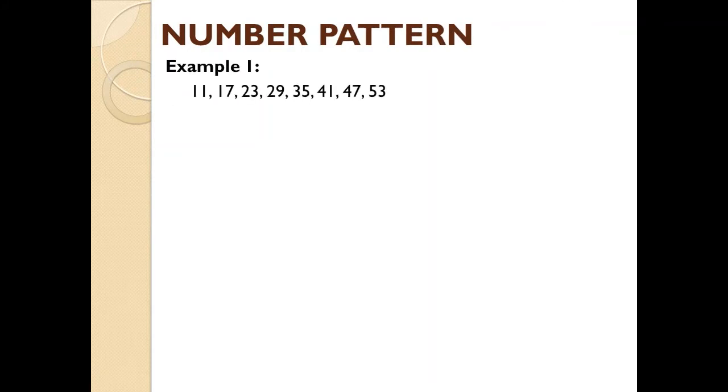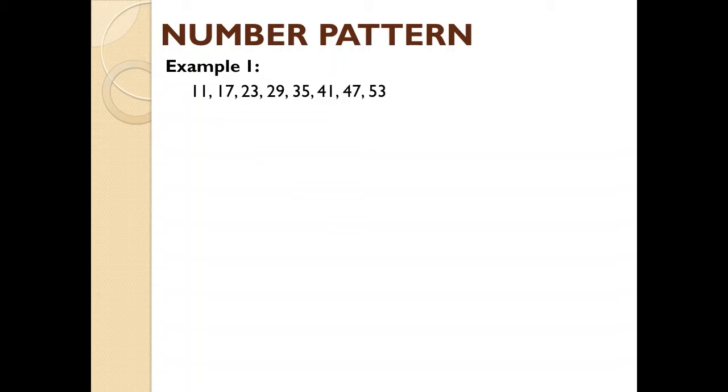Another example we have 11, 17, 23, 29, 35, 41, 47, and 53. So in order to find the pattern, let's look first at whether our sequence is increasing or decreasing. As you can see, the sequence there is increasing. Now, identify the difference between the first term and the second term. From 11, how does it become 17? By simply adding 6. 17 to 23, added by 6.